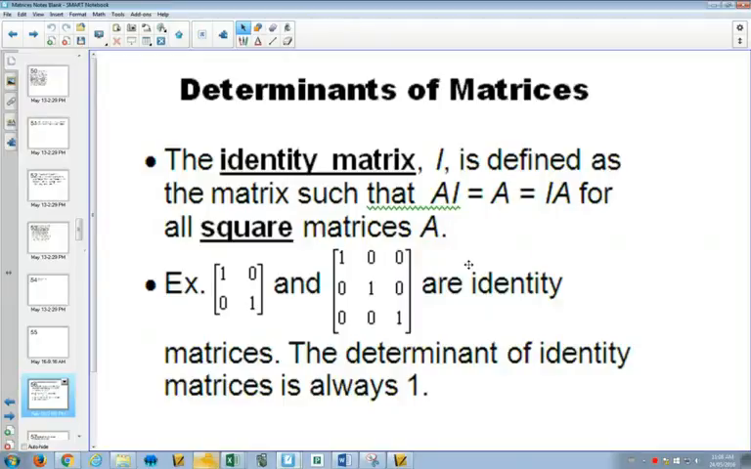All right, so the first thing we're going to learn about is the determinant of a matrix. If we have an identity matrix, for any square matrix where you have ones across the diagonal, the determinant of that matrix is going to be 1.